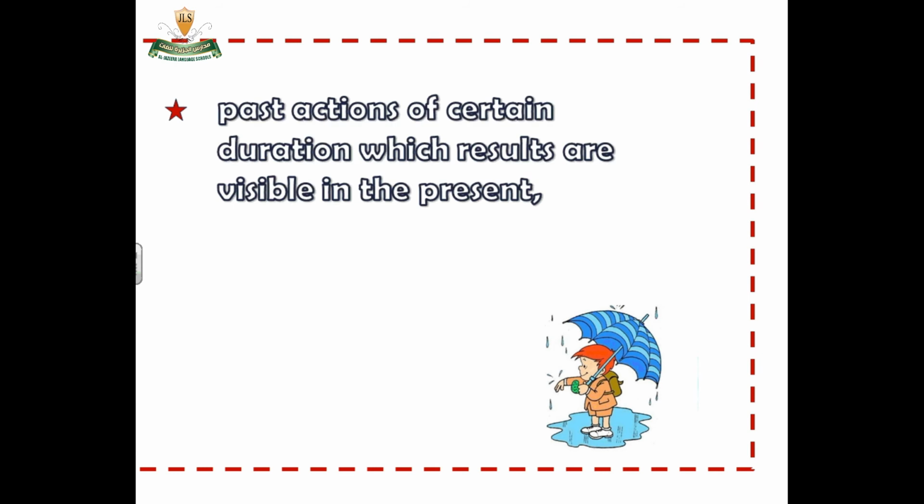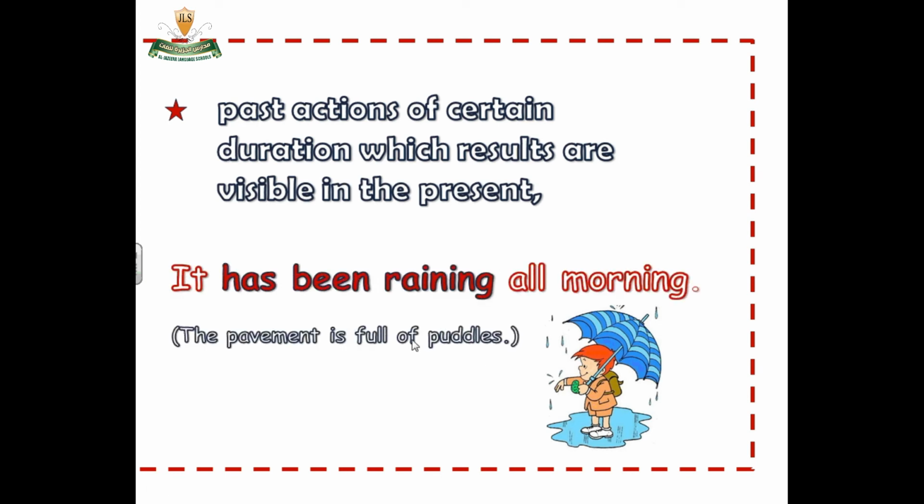And also I use it with past actions of certain duration whose results are visible in the present. For example, it has been raining all morning. The pavement is full of puddles. So it has been raining all morning. It's a past action of certain duration.